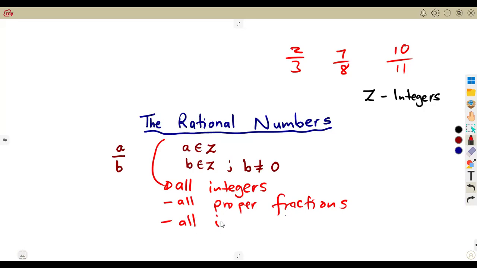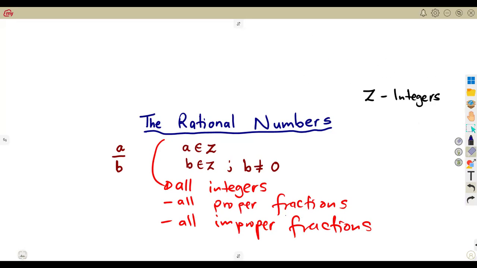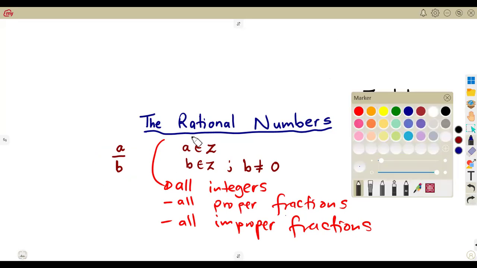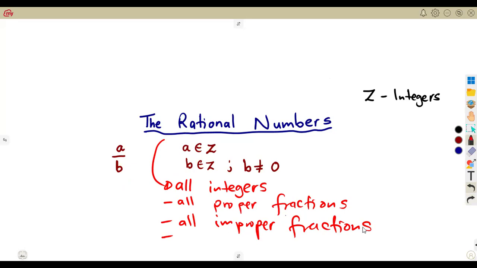Also, all improper fractions are rational numbers. Improper fractions are where the numerator is bigger than the denominator: 10 over 3, 11 over 7, 20 over 7. That's an improper fraction. It's also a rational number because we also have this form of A over B, and these are integers. As long as you can write it in the form of a fraction like this, it is referred to as a rational number.